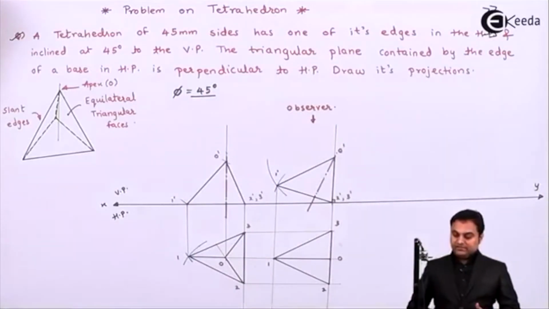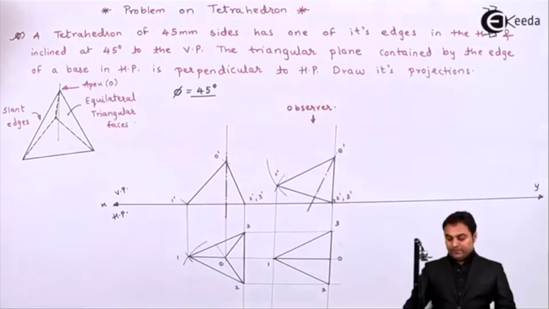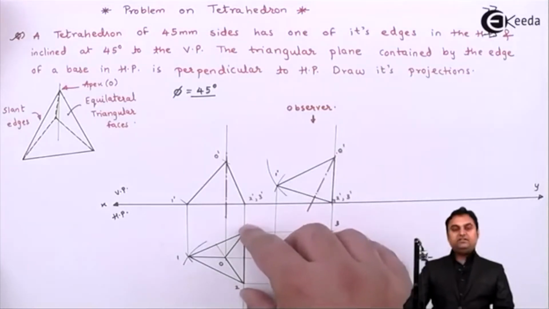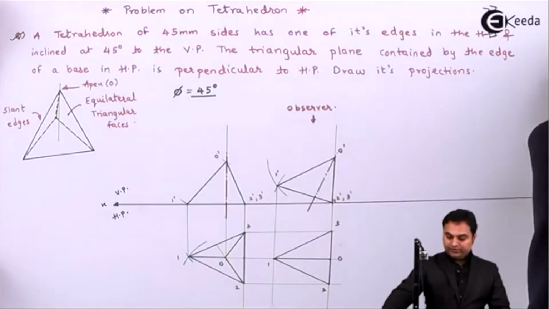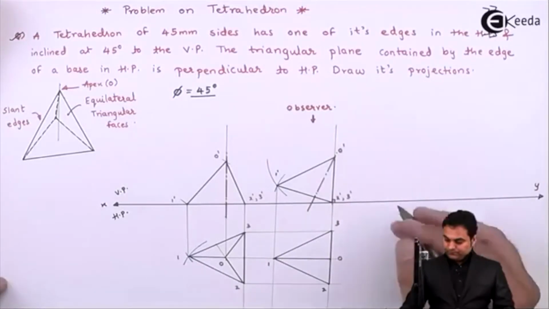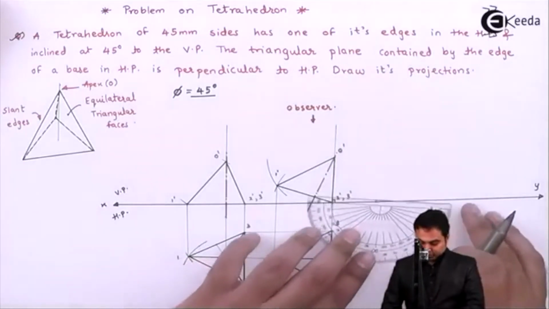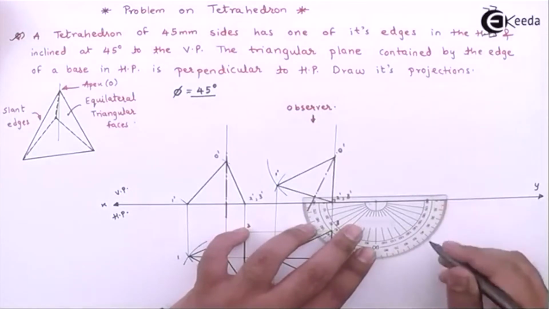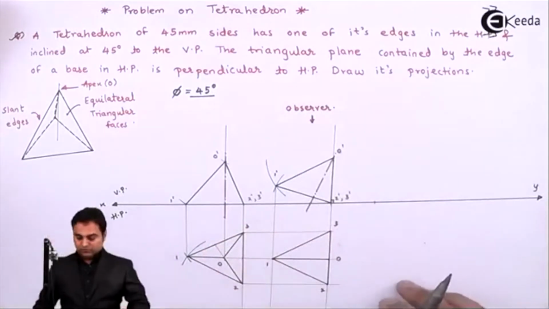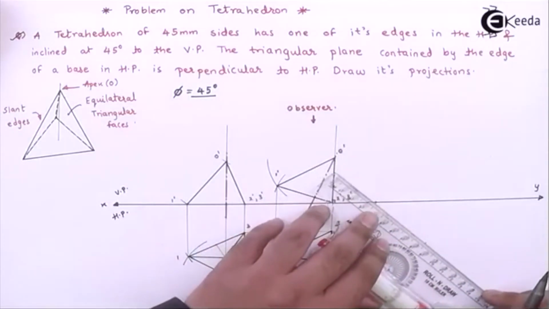Since the tetrahedron has one of its base edges in HP and inclined at 45 degrees to VP, the base edge on which it was resting is 2 to 3. Now this base edge is inclined at 45 degrees to VP and it will be seen in HP. So next I'll be drawing a 45 degree line, taking a point here, marking the angle as 45 degrees, joining it with the help of a light line first. So here we get an angle.